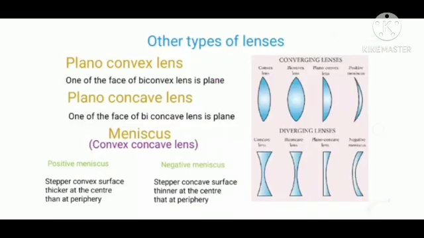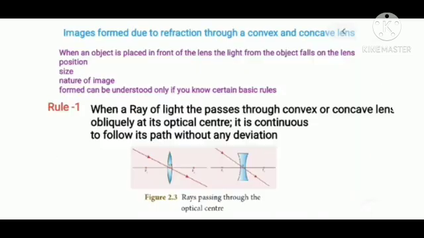Next are other types of lenses. Convex lens is otherwise called a converging lens. Concave lens is otherwise called a diverging lens. Plano-convex and plano-concave lenses have one face plane. Meniscus: a steeper convex surface that is thick at the center is called a positive meniscus. A steeper concave surface that is thin at the center is called a negative meniscus.